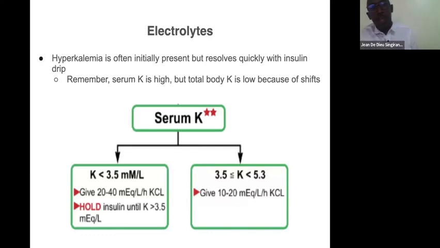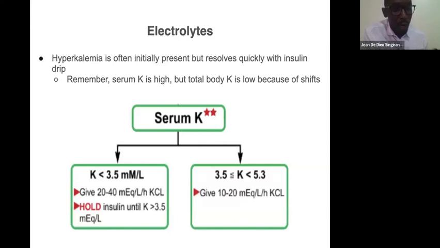So the first objective, we finished it: correction of fluid deficit and how to give fluid. We are going on to the second point, correction of the electrolyte, especially the potassium deficit. Hyperkalemia is often present, but it resolves quickly with the insulin infusion. And remember, serum potassium is high, but total body potassium is low because of shift. The potassium may be high because of intracellular fluid shift. When the cells are shrinking, the potassium passively shifts from the intracellular to the extracellular, I mean intravascular, space.